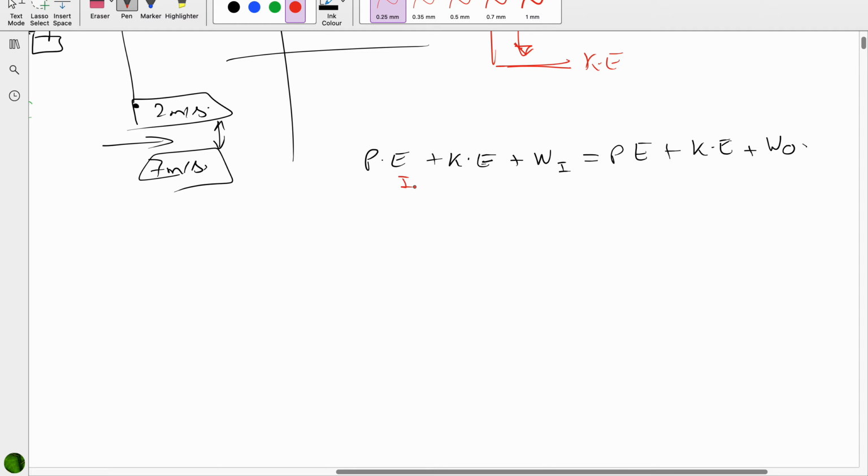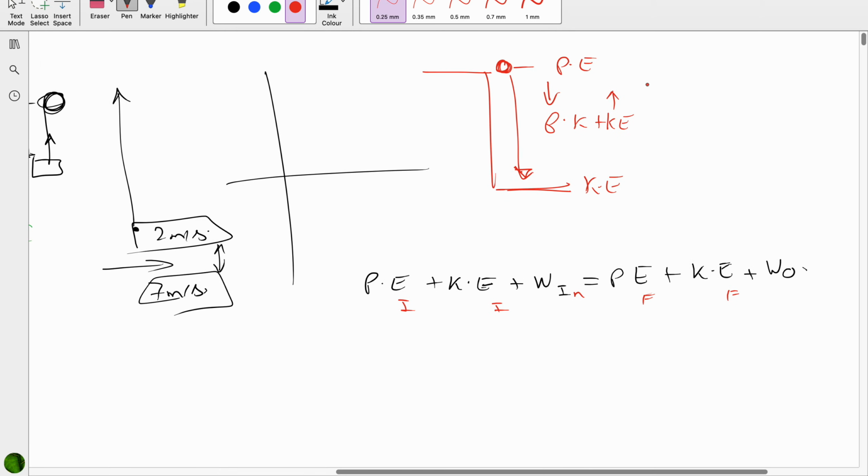And this is basically the initial kinetic, initial potential, and work in is work done by the applied force, and potential energy final, kinetic energy final, and work out is work done against any resistive forces or friction or gravity. For example, in this case, if I say that it was at a height of 10 meters, the mass was 2 kgs.